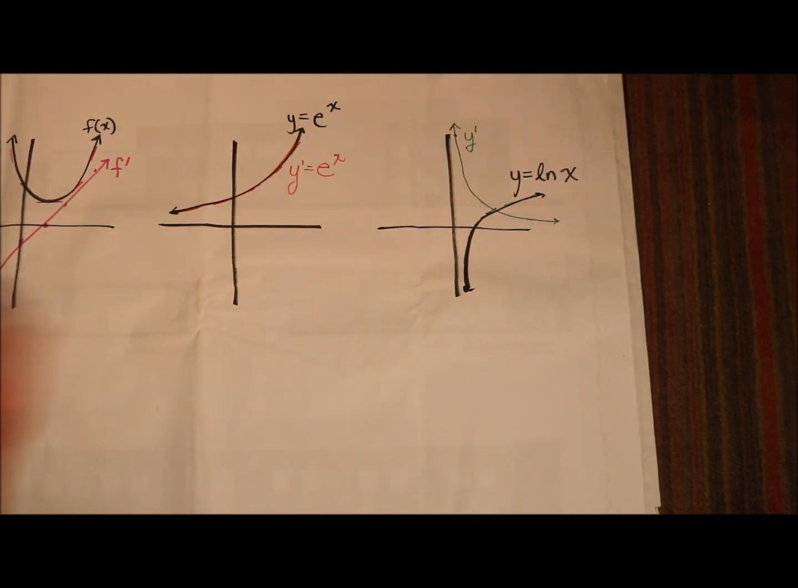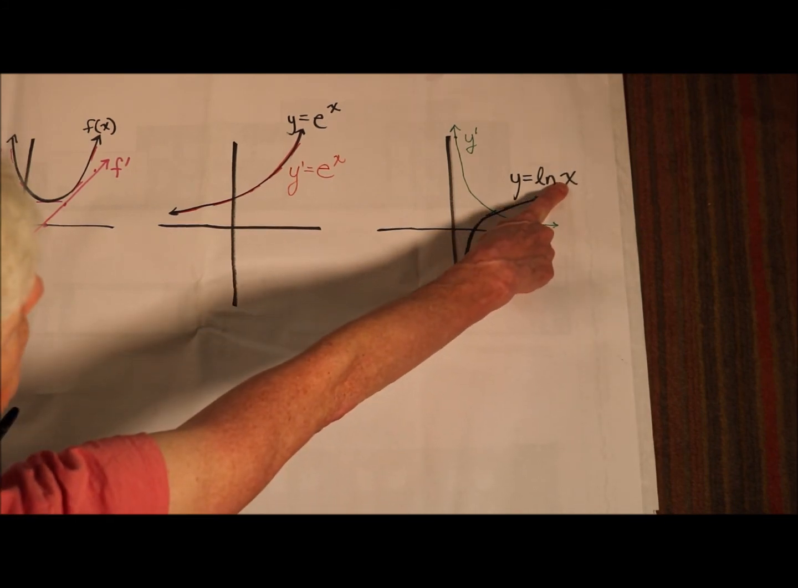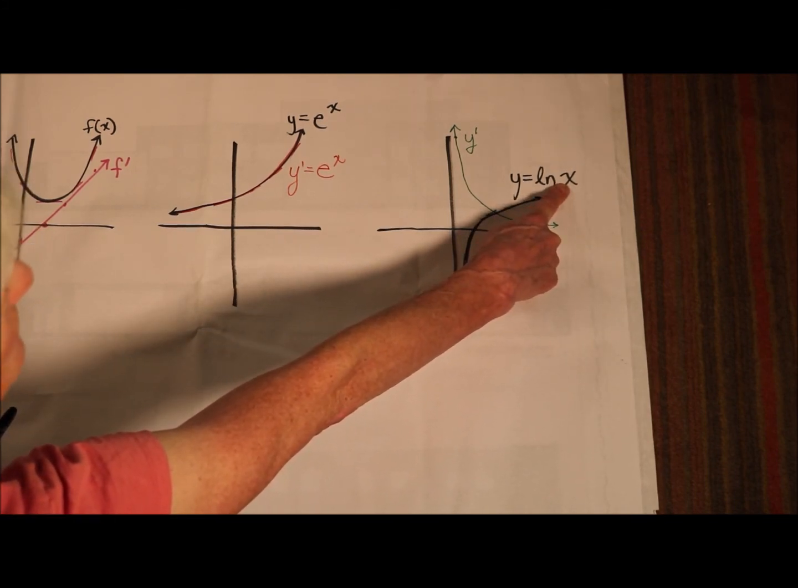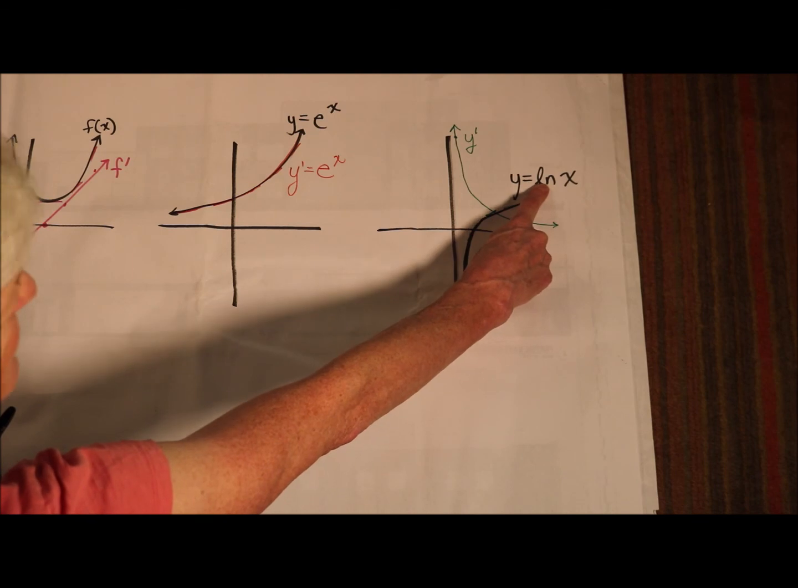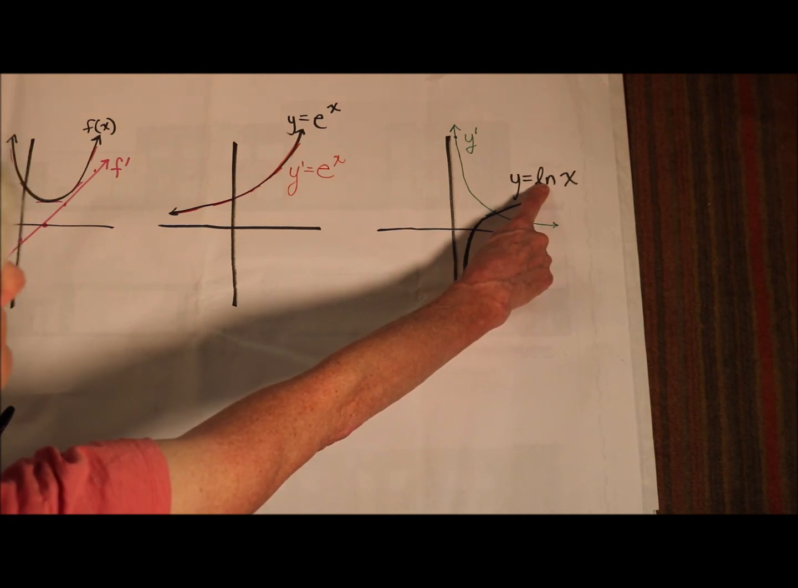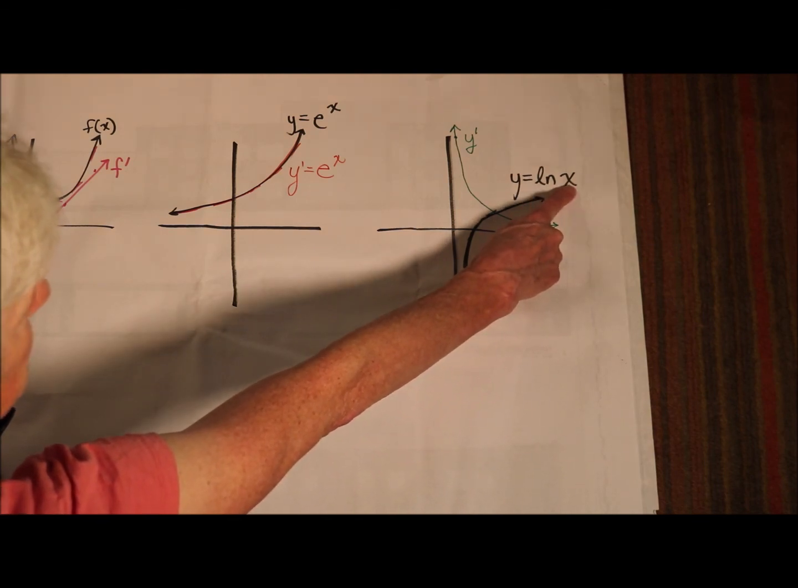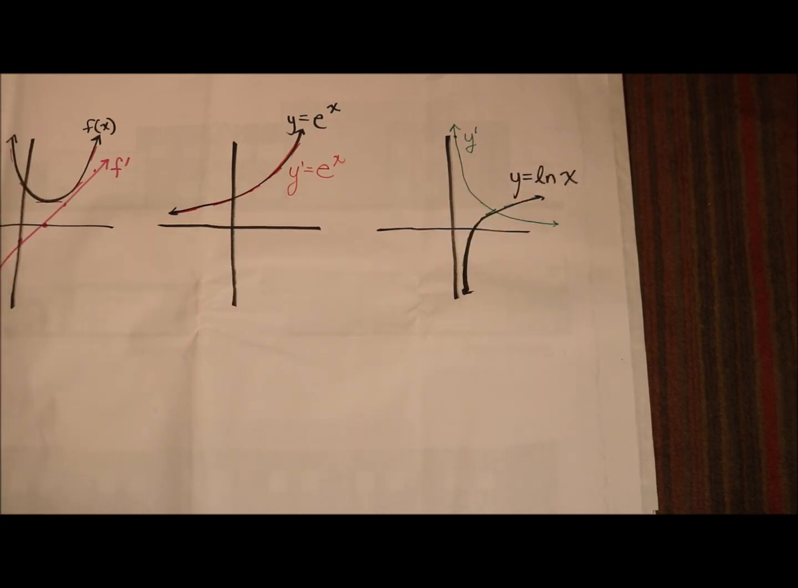We know that the domain of the natural log of x is all real numbers greater than 0. Remember, that's a logarithm, so it doesn't make sense to take the logarithm of 0 or of a negative number. So I have a restricted domain of my original function, and therefore a restricted domain of the derivative. Okay, so I figured that out graphically.